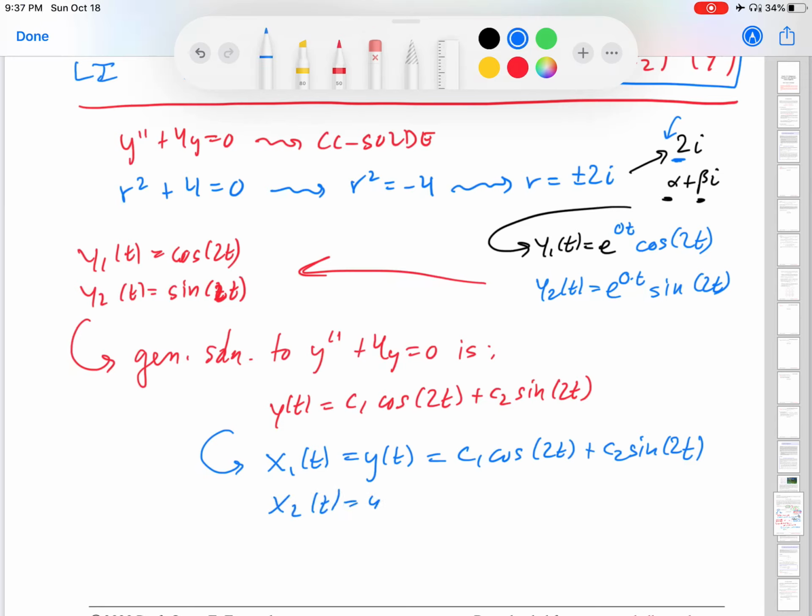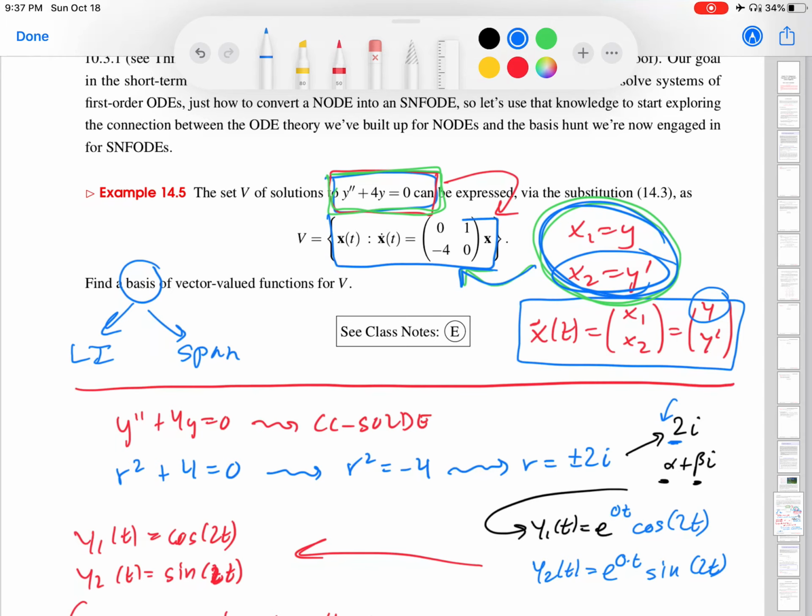That's exactly how we got this system. There it is, x2 is y prime. So what am I going to do? I'm going to take this c1 cosine plus c2 sine and just differentiate it. A little chain rule there gets me sine of 2t, and then another chain rule here gets me cosine of 2t.